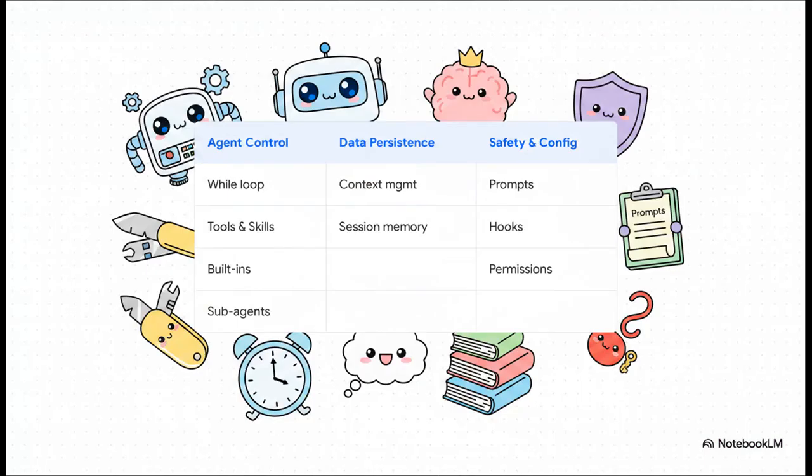Now, to really understand this, we're going to break down the 9 core components of a harness. But instead of just throwing 9 random concepts at you, let's logically categorize them into 3 structural pillars. Pillar 1 is agent control, and that handles the execution using a while loop, tools, built-in primitives, and subagents. Pillar 2 is data persistence, which is all about managing your context and session memory. And Pillar 3 is safety and configuration, utilizing prompts, hooks, and strict permissions to keep the whole thing secure.